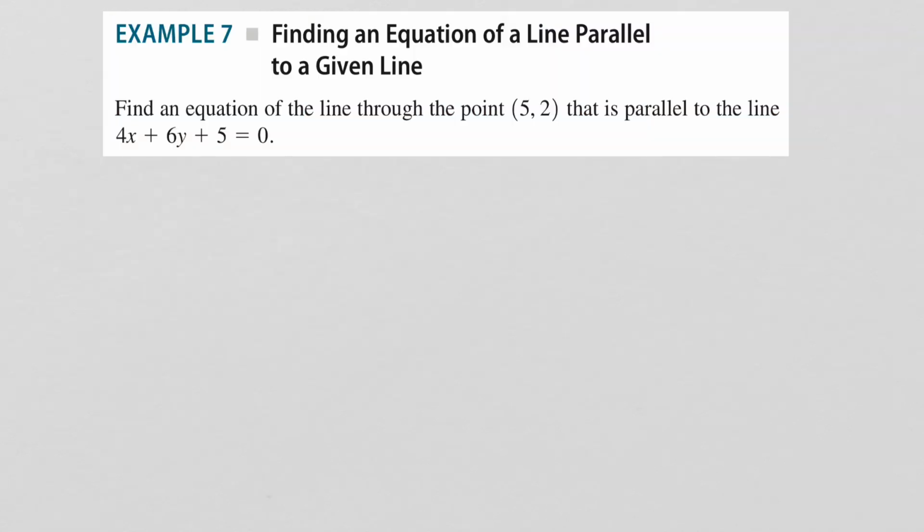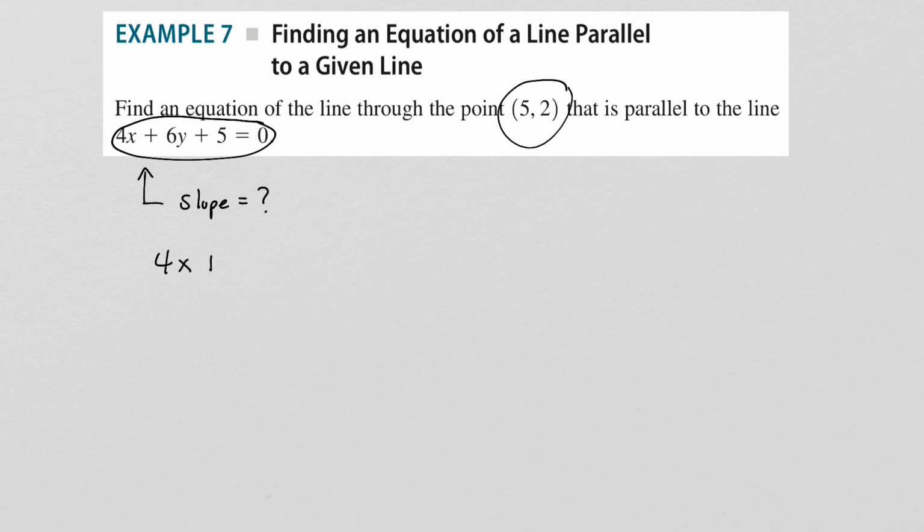So let's do an example. Find an equation of the line through the point (5, 2) that is parallel to this line. All right, we know that parallel lines have the same slope, so what we need to know is, what is the slope of this line here? Well, to get that, we can take the equation of that line and solve it for y.